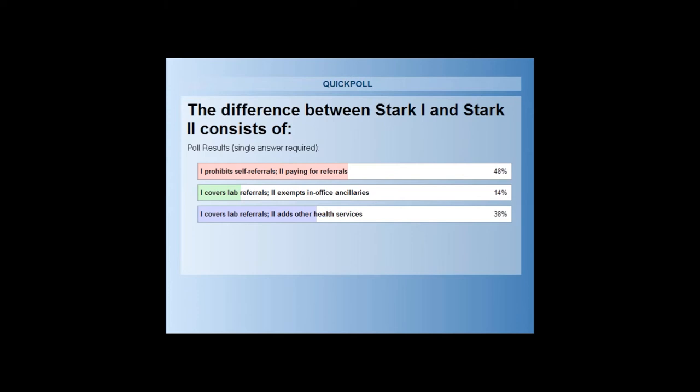So you see, while this may be a question that you wouldn't see in this format, it's still a valuable pedagogical tool in that it tells you again to go back and make sure you are able to clearly distinguish in your own mind between the difference of anti-kickback, which is referrals, and self-referrals, which is Stark.